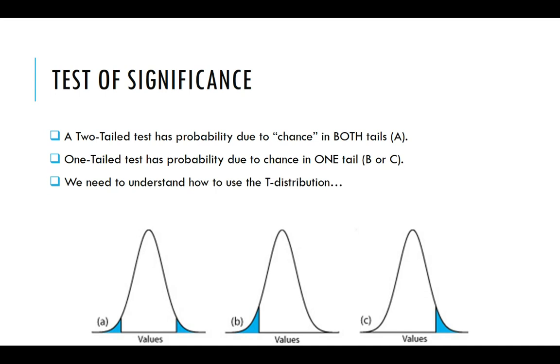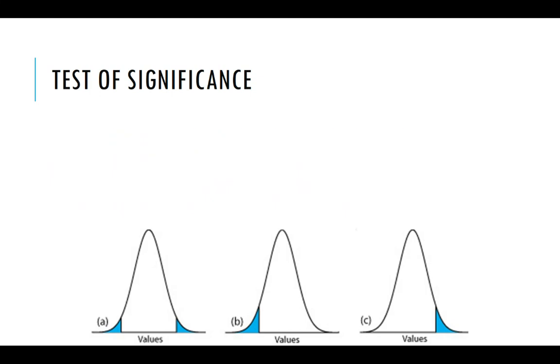So we need to understand how to use the t-distribution as it corresponds to the type of hypothesis that we're testing. So while I don't expect you to understand these areas in the tails yet, I do want you to understand that where we look in our t-distribution depends on if I need to look at both tails, like in A, like in a two-tailed test, or if I need to look in only one tail, like B or C, corresponding to a one-tailed test. So that idea should make some sense. But we're going to clearly be firming this up, not in this lecture though.